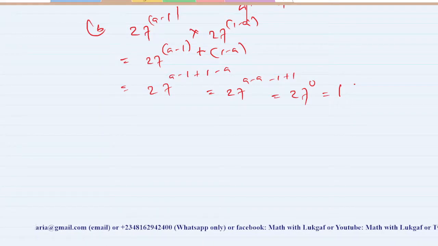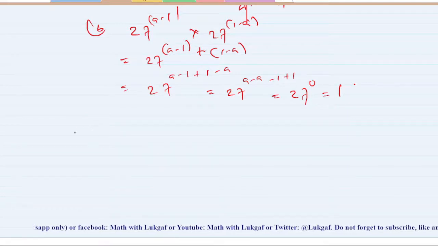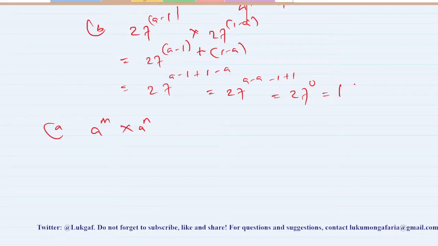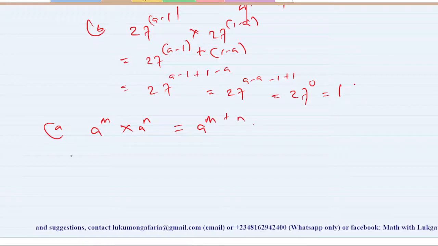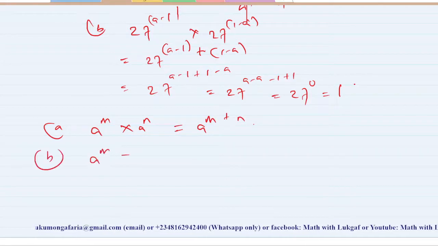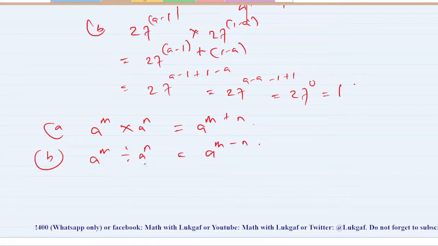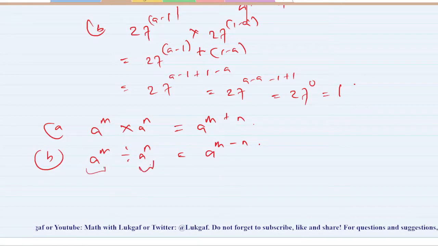That's that. So far, I've explained four of the rules. The first one is the multiplication rule. That is when you have a raised power m multiplied by a raised power n, with the same base and different index, and you have to multiply. Don't stress yourself. That's going to be a raised power m plus n. Likewise, when you have a raised power m divided by a raised power n, that's going to be a raised power m minus n. So what you are going to do is take the base and subtract the index.